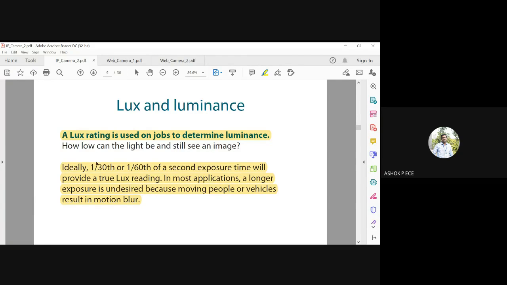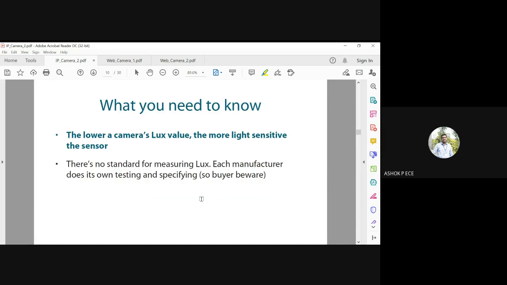So when you are going to have a longer duration than this, you cannot achieve that because people are constantly moving and vehicles are also moving, which will result in blur. Blur means suddenly the picture will become unclear.